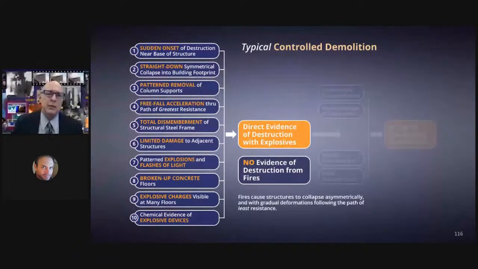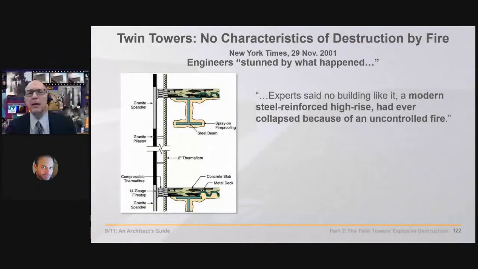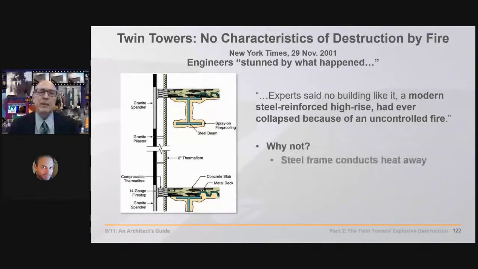Fire can cause collapses, let's say in wood frame buildings, but they do so asymmetrically with gradual deformation following the path of least resistance. That's very different. Why hasn't a skyscraper collapsed before 9/11? Well, one reason is steel conducts heat away from the source. It's a heat sink, and very dense. It draws that heat away, keeping the steel from ever getting to its 1200 degree Fahrenheit temperature, at which it can lose half its strength and begin to sag. We don't want that to happen.